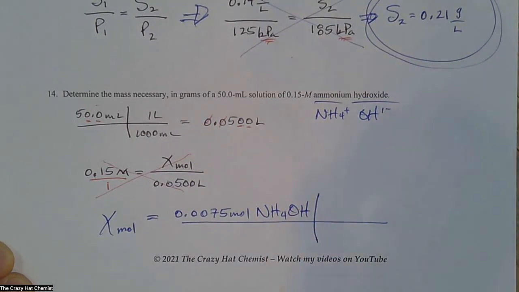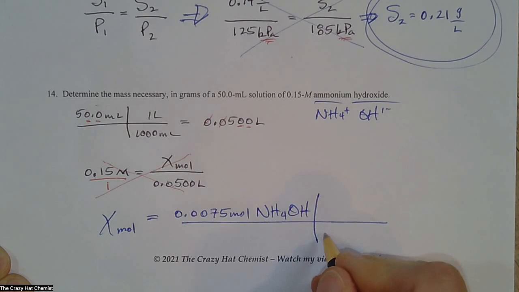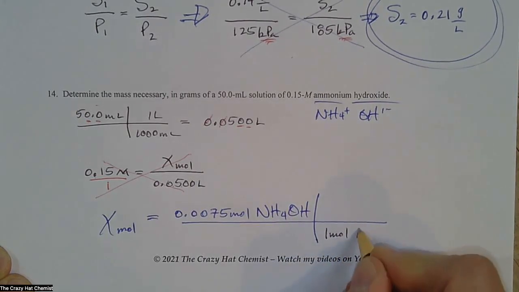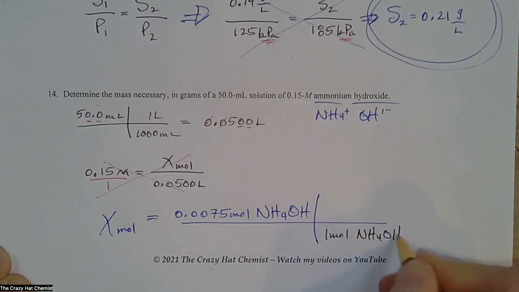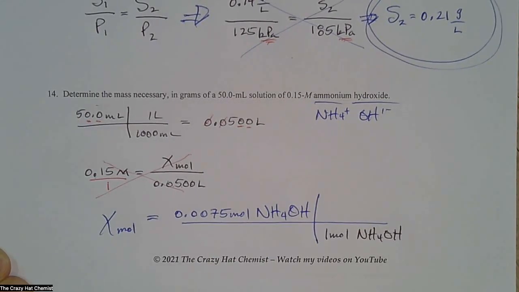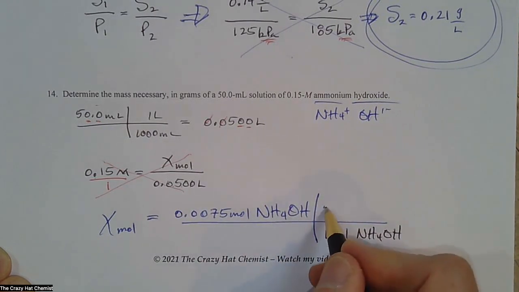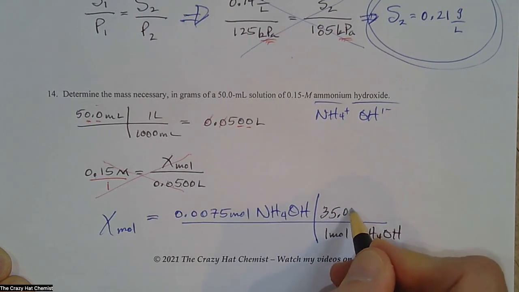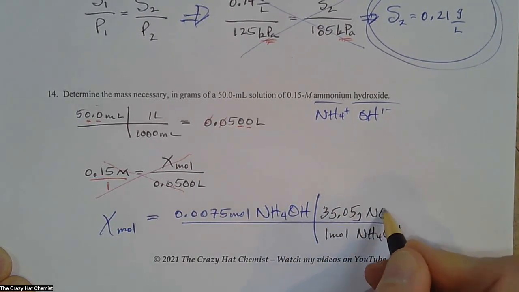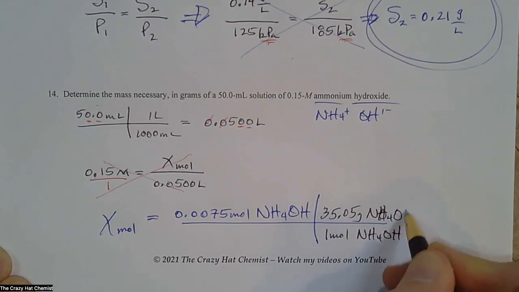And I'm trying to get the mass of this. And the mass, 1 mole of ammonium hydroxide. Now I'm going to get the molar mass of ammonium hydroxide, which is 1 nitrogen, 14.007, plus 5 hydrogens, 1.0079, plus 1 oxygen. And that would be 35.05 grams of ammonium hydroxide.